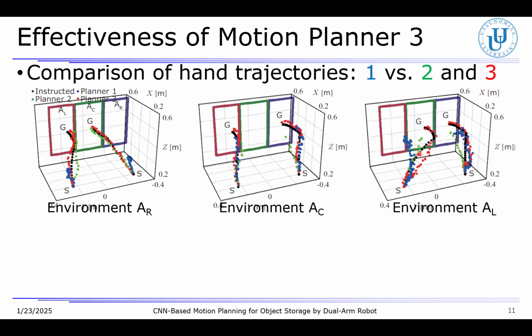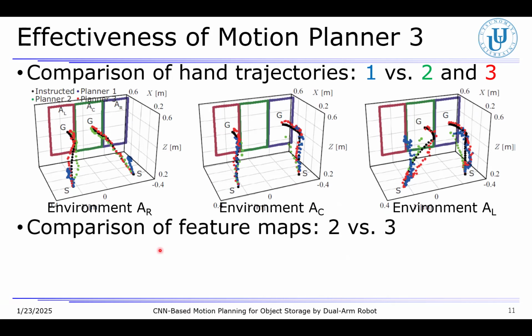And in the rightmost figure, we can see that the robot moved the left hand toward the wrong space where two objects were already placed. On the other hand, the robot based on the second and third motion planners moved the hand toward the correct target spaces. So these results indicate that the goal directions were useful inputs for object storage motion planning.